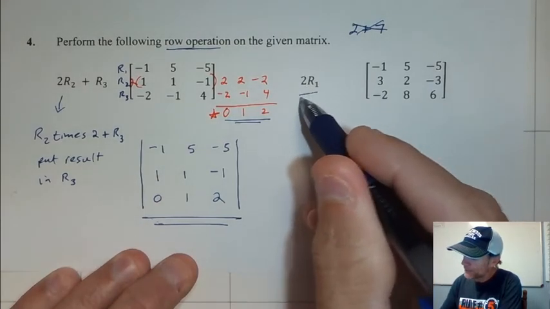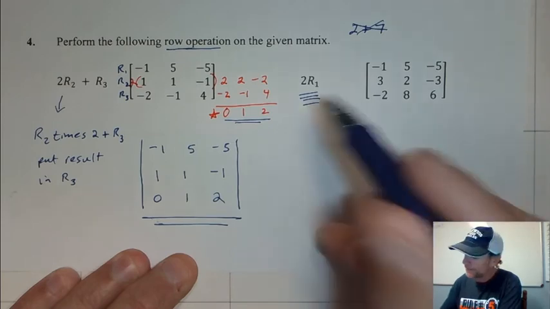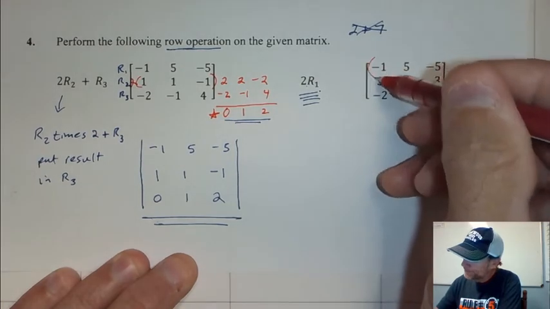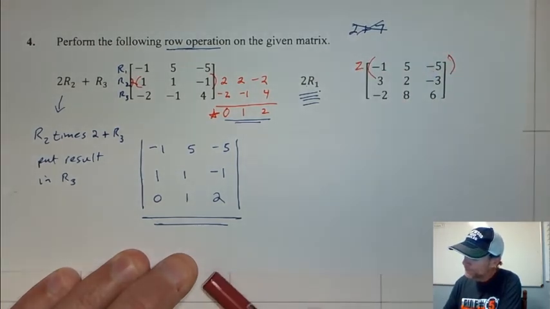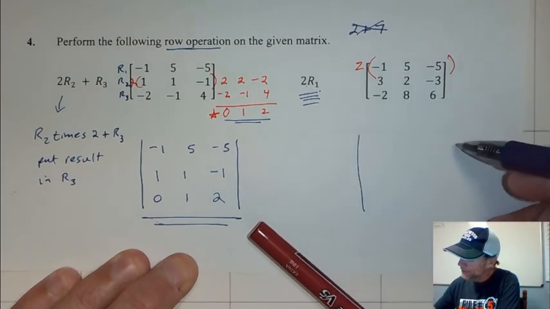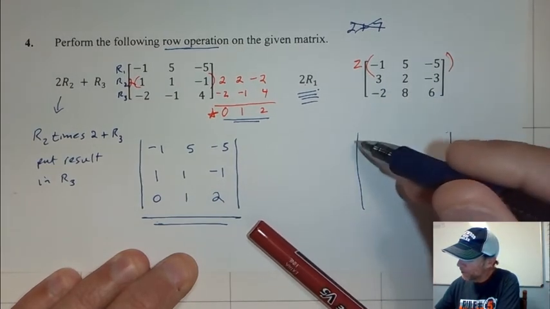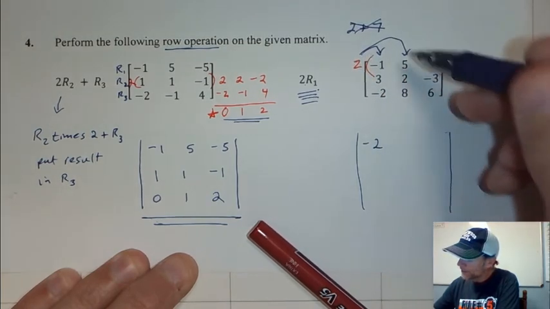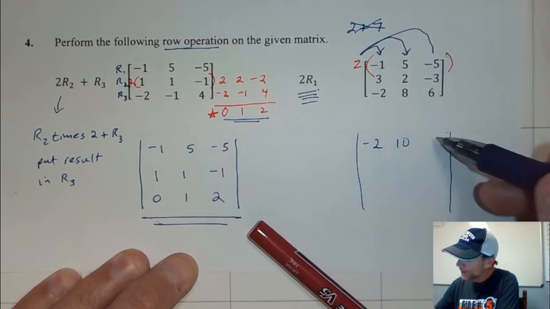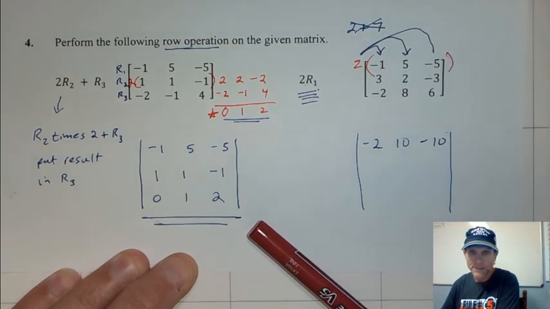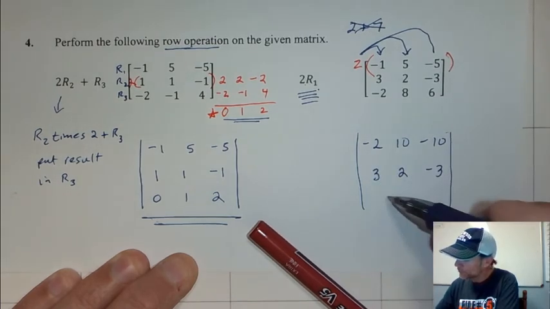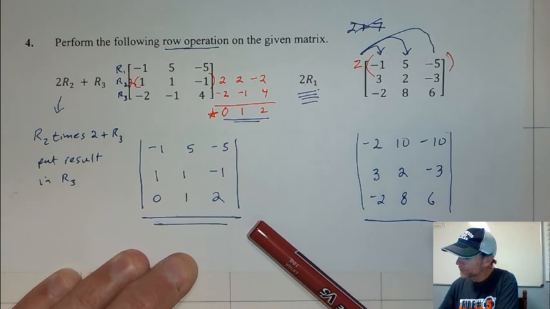This one's actually even easier than the first one. It just says, hey, take row 1 times 2. That's it. So take row 1 times 2. All right, so let's see. My new matrix, I know the only thing that's going to change is my row 1. So I have negative 2 from this multiplication, 10, and negative 10. That's the only new thing in this matrix. So I have 3, 2, negative 3. I just copy down my other old values from my starting matrix, and that's the result.